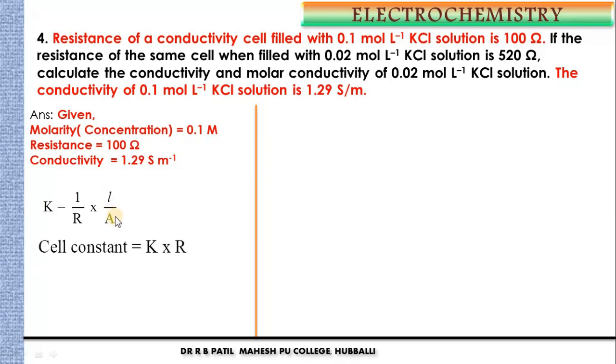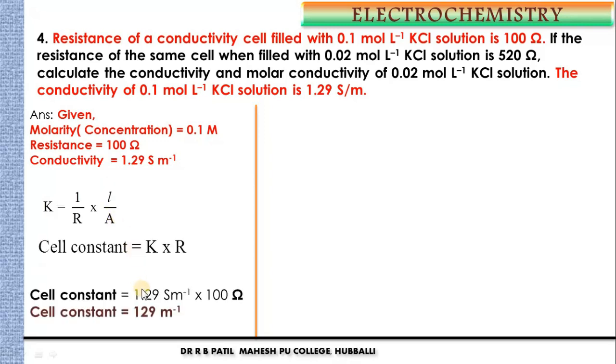Cell constant is equal to K into R, and K is 1.29 Siemens meter inverse, resistance is 100 ohm. When I solve that, see, Siemens can be written as ohm inverse, I told. So this ohm inverse and ohm cancel, remaining is meter inverse. Okay, so let us use the same formula for the second case. Cell constant is already fixed, it is known, and resistance is 520 ohm. Let us calculate K.